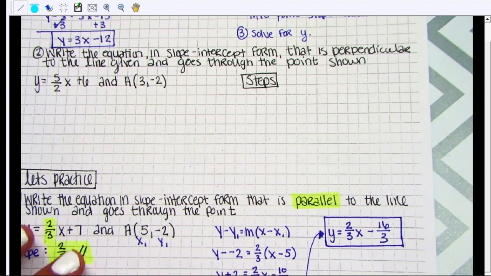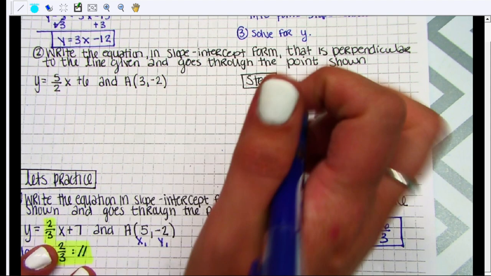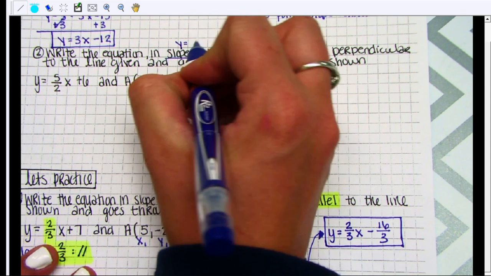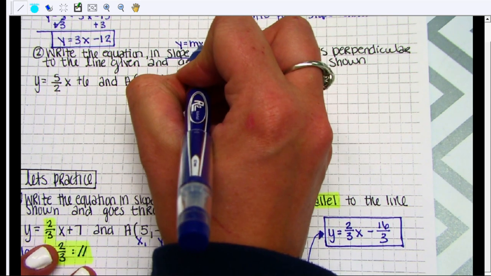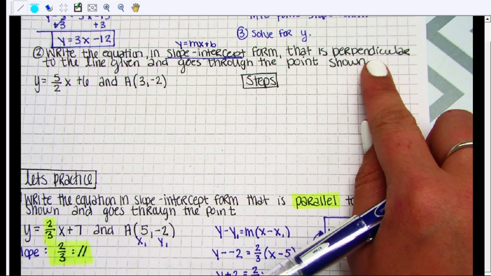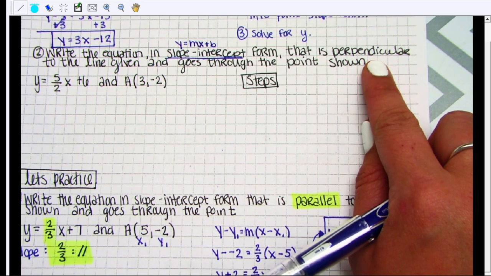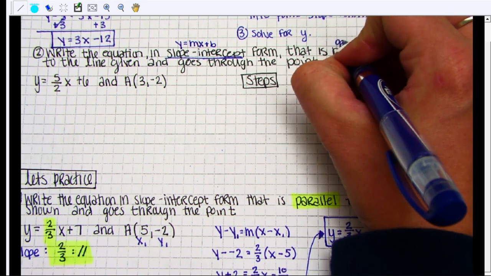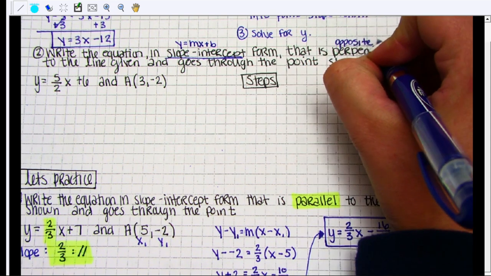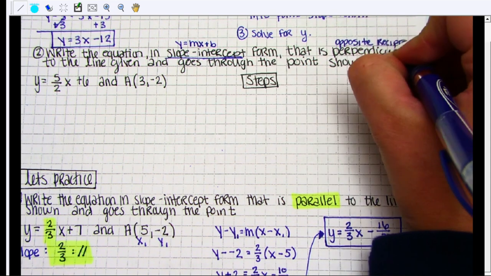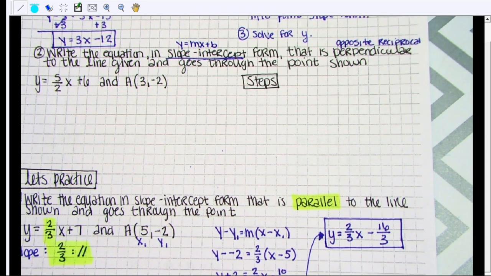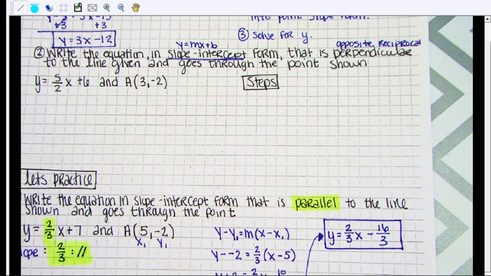So we want to write the equation in slope-intercept form. What is slope-intercept form? Y equals mx plus b. This time we want to make our slope perpendicular. What does that mean? Negative and flipped. So we need to do opposite reciprocals. Opposite reciprocal just means change sign, flip the fraction.